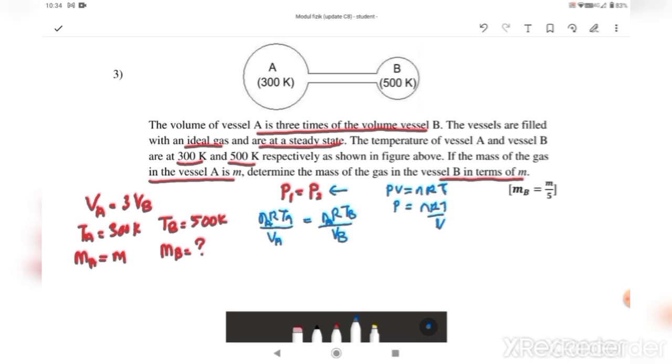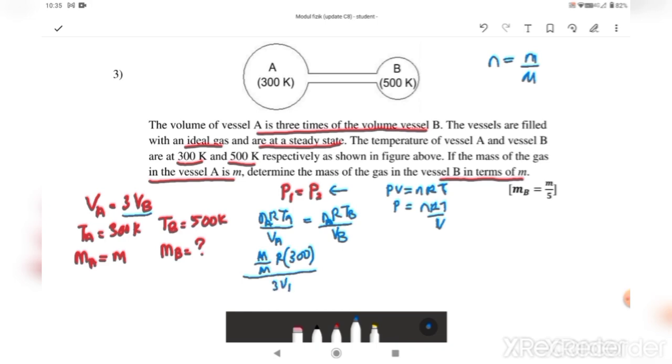Since we have mass but we don't have N, we know that N is equal to mass over molar mass. For this question, the molar mass is the same because we use the same gas, so the molar mass of A and B is the same. So we can substitute it into this equation. We have M over molar mass, R, TA is 300, over VA. VA we know is equal to 3VB.